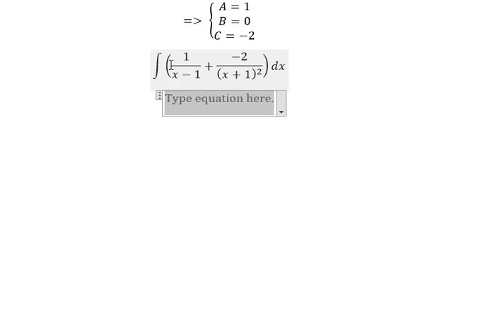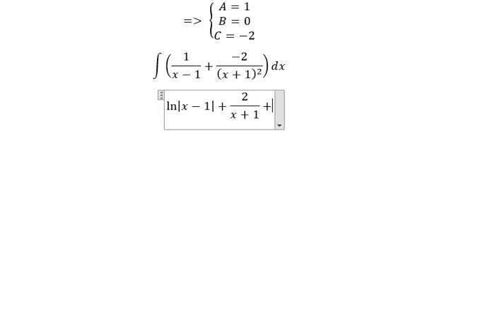The integral of 1 over (x minus 1), you got ln of the absolute value of x minus 1. The integral of negative number 2 over (x plus 1) squared, you got plus 2 over (x plus 1). And we put plus C, which is the constant.